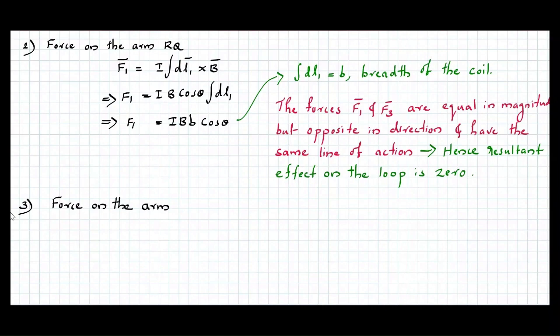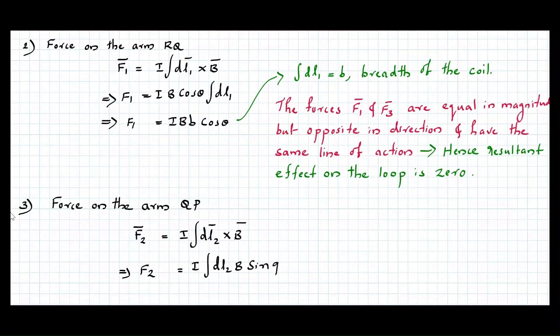Now let us find the force on the arm QP. Let it be F2. We can represent it as I into integral dl2 cross B, where dl2 is a small element of length along QP. The magnitude of the force can be represented as I integral dl2 B sine theta. Here, the angle between B and dl2 is 90 degrees.